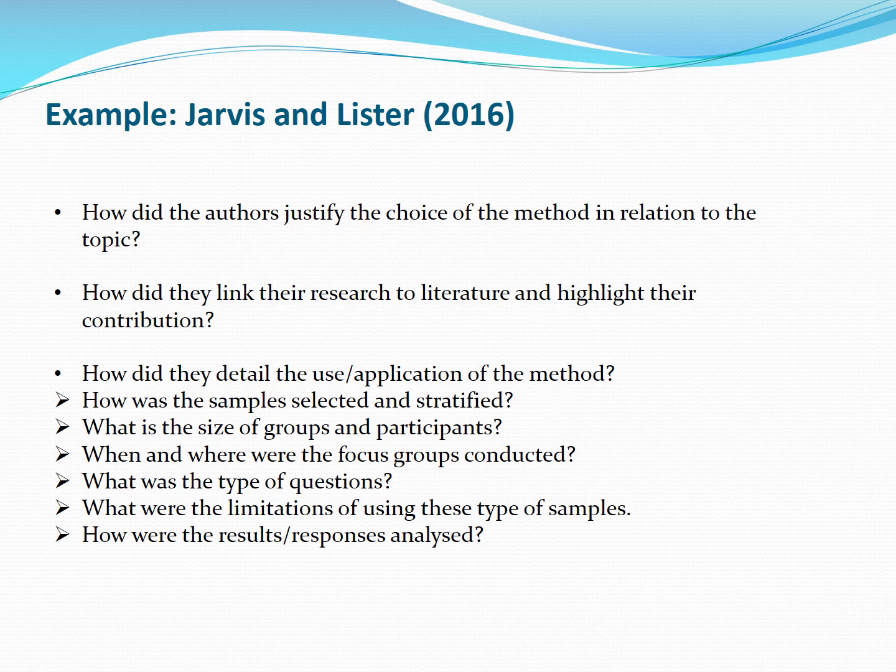So here we have an example of a journal article published by Jarvis and Lester a few years ago in Politics, which is a highly ranked political science journal. And again, you may not be interested in the topic itself, which is how certain groups of British people see terrorism and counter-terrorism and so on and so forth. But you should focus on how they actually present their argument, how they justify, which is the first point. How did the authors, for instance, justify the choice of the method in relation to the topic, right?